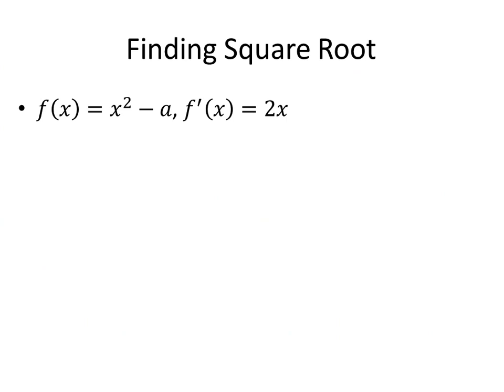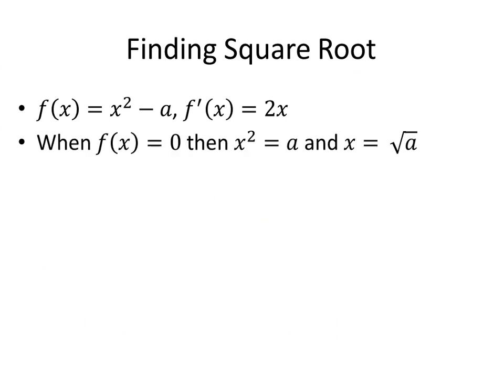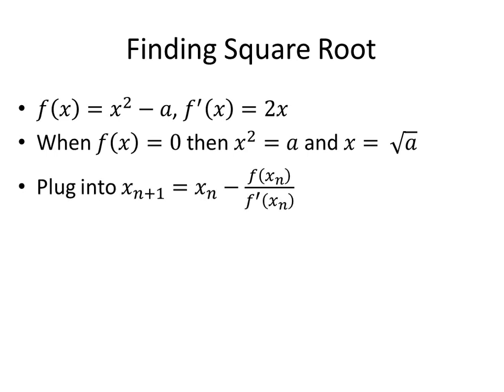Now let's say we want to find a square root using Newton's method. Well, first, we're going to use this function of x squared minus a and find its derivative of 2x. This works because when f of x is 0, then x squared is equal to a, and therefore x is equal to the square root of a. So using Newton's method, we're finding square root without using a square root function.